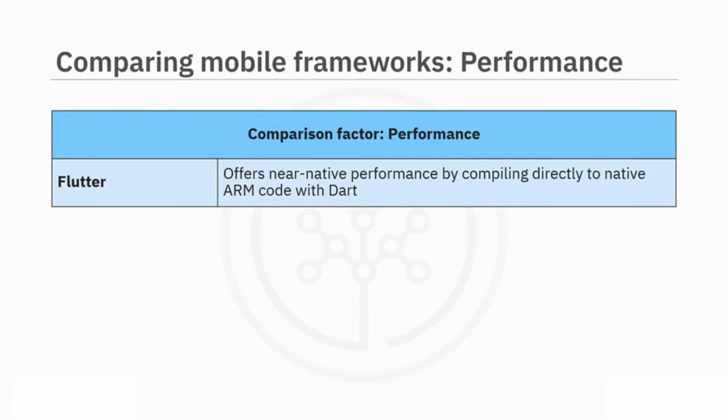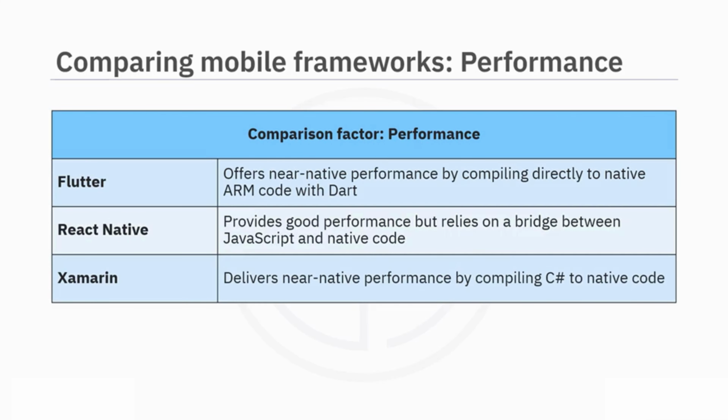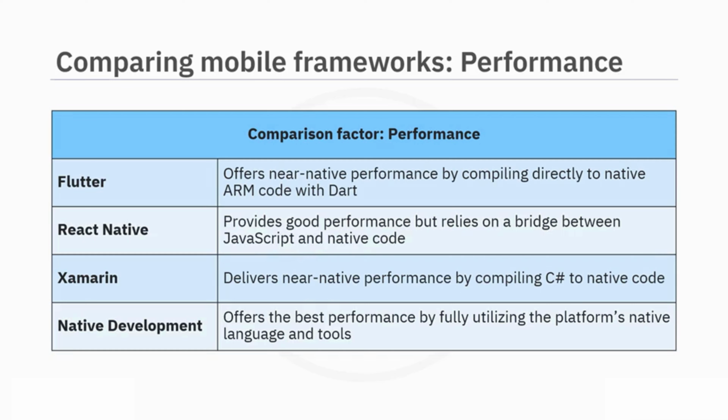Flutter offers near-native performance because it compiles the application directly to native code using Dart's native compilers. React Native provides good performance but relies on a bridge between JavaScript and native code, which can introduce some overhead. Xamarin delivers near-native performance by compiling C# into native code, but it can have larger application sizes. Native Development offers the best performance as it leverages the full capabilities of the platform's native language and tools.